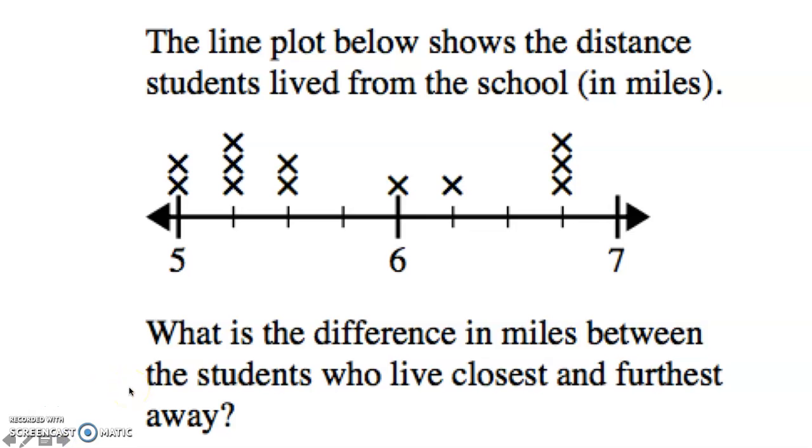Now, when our fifth graders encounter some kind of problem with a line plot, it's going to look something like this. And we've visited these kinds of problems in class before, so this should look familiar. The problem states, the line plot below shows the distance students live from the school in miles. What is the difference in miles between the students who live closest and furthest away?